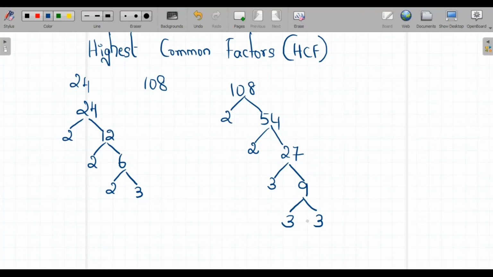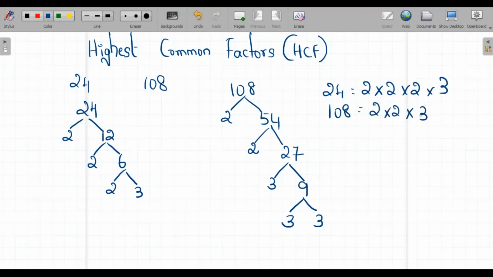Now we will start writing off those factor trees separately. So 24 is equal to 2 into 2 into 2 into 3. And 108 is nothing but 2 into 2 into 3 into 3 into 3.